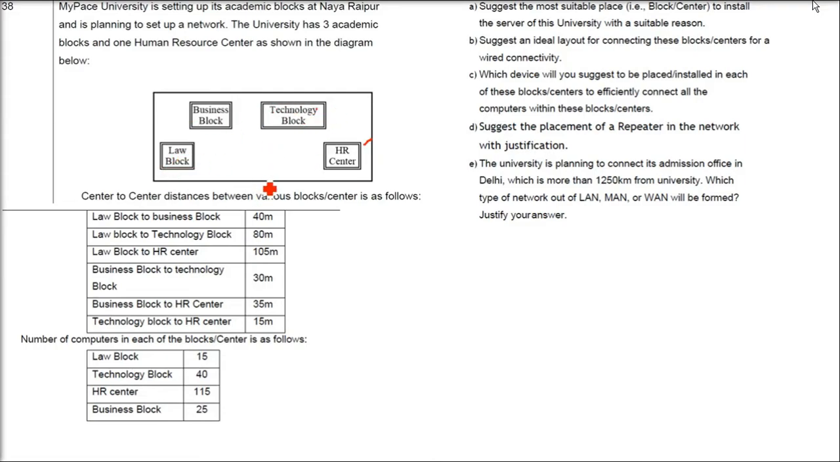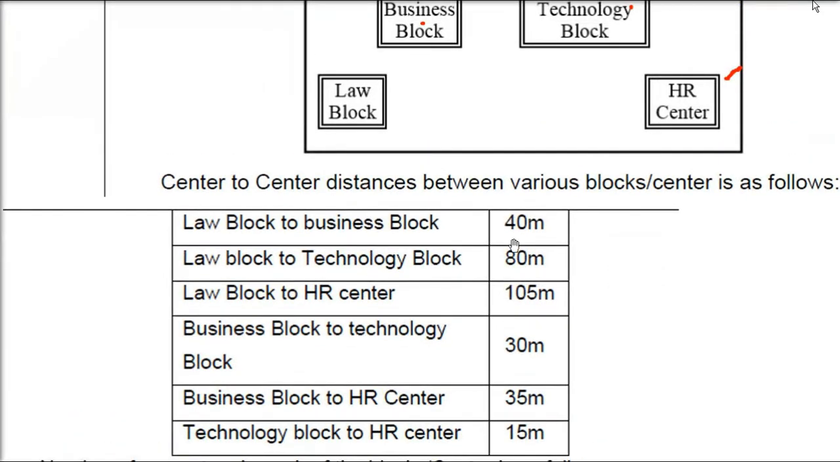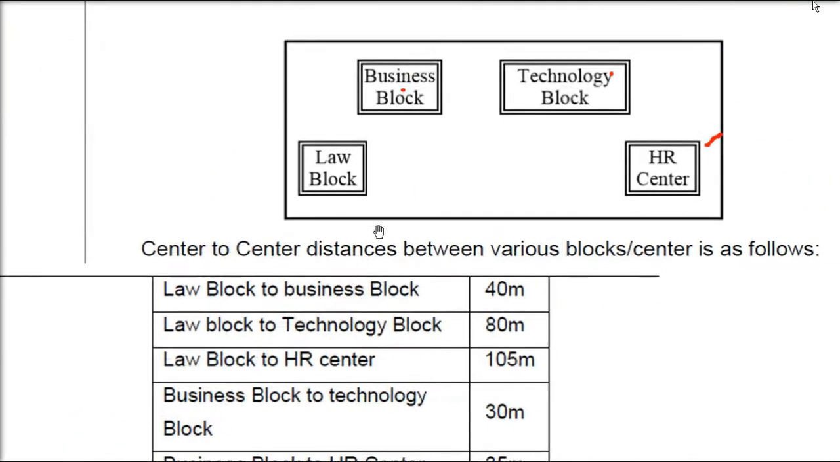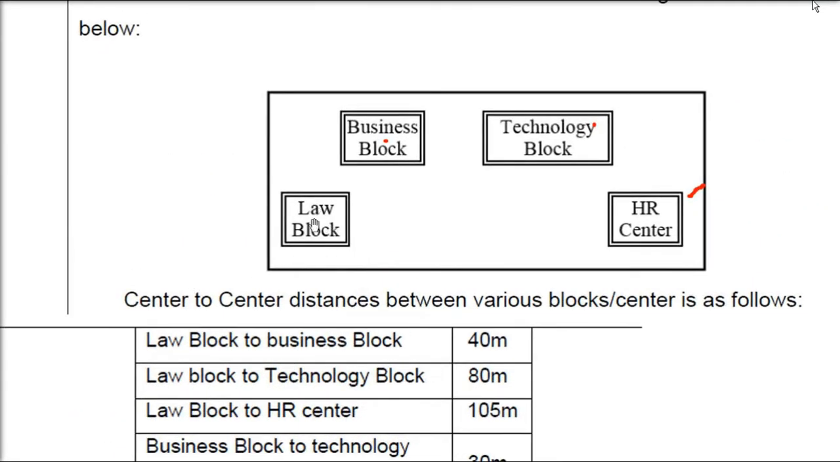So these are different blocks, or you can say different buildings here. Center to center distances are given here like this. So the center to center distance is given in meters in this question. So for example, the distance between, because distance is going to play a very vital role.